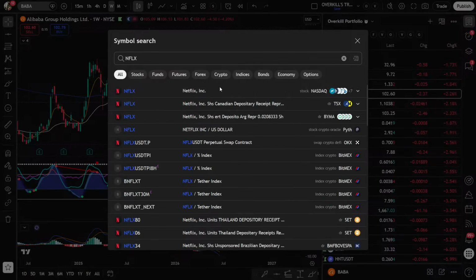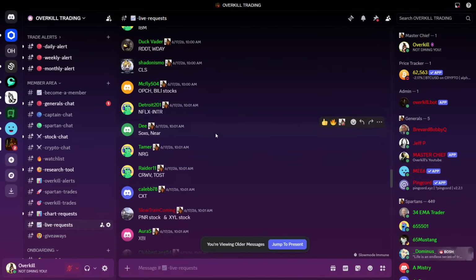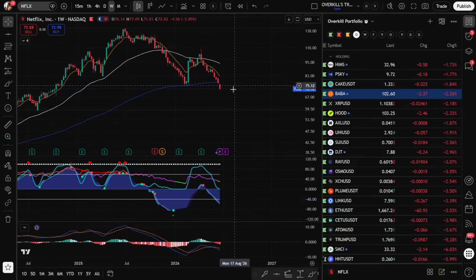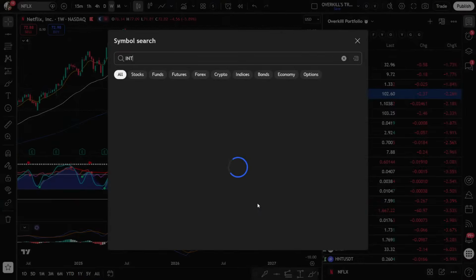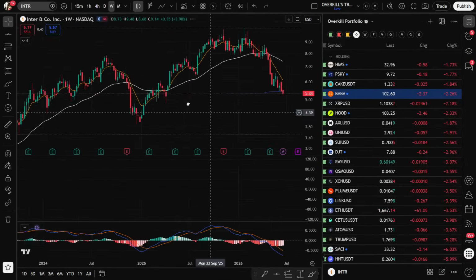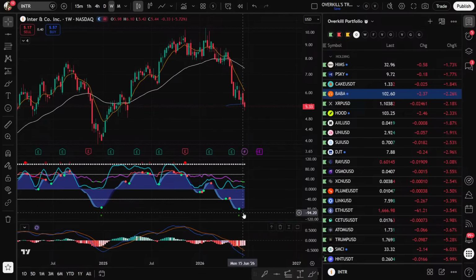Netflix. Again, looking for the green dot there on Netflix. INTR. Inter's sitting down there at the 4-year with the green dot there on the weekly. So again, this is a place where we're accumulating.